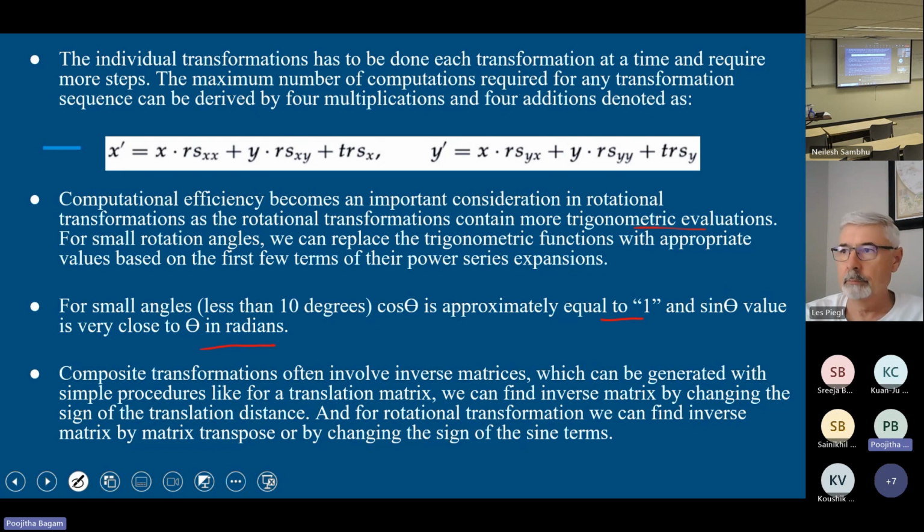For small angles, cos theta is approximately equal to 1 and sine theta is very close to theta in radians. So our computations get simpler, and composite transformations often involve inverse matrices, which can be generated with simple procedures. For a translation matrix, we can find the inverse matrix by changing the sign of the translation distance. And for rotational transformation, we can find the inverse matrix by matrix transpose or by changing the sign of the sine terms. This way, in summary, they simplify many mathematical operations and make it easier to perform transformations.